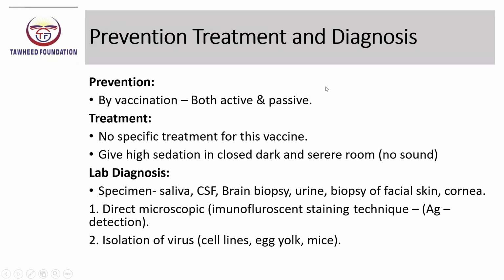Prevention, treatment, and diagnosis. Prevention is through vaccination, both active and passive. Treatment: there is no specific treatment. Give high sedation in a closed, dark, and serene room, with no sound. Lab diagnosis: specimens include saliva, CSF, brain biopsy, urine, biopsy of facial skin, and lastly cornea. There are two methods: direct microscopy, which includes immunofluorescence staining technique and antigen detection. Second is isolation of the virus through cell lines, egg yolk, and mice.